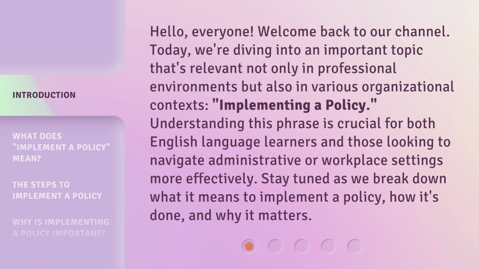Today, we're diving into an important topic that's relevant not only in professional environments but also in various organizational contexts: implementing a policy. Understanding this phrase is crucial for both English language learners and those looking to navigate administrative or workplace settings more effectively. Stay tuned as we break down what it means to implement a policy, how it's done, and why it matters.